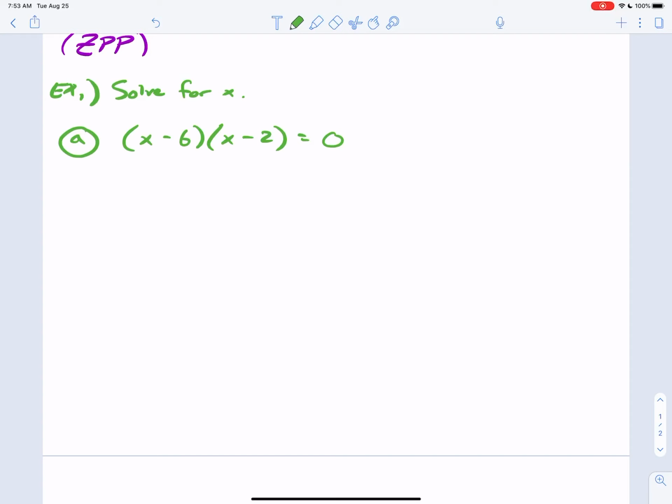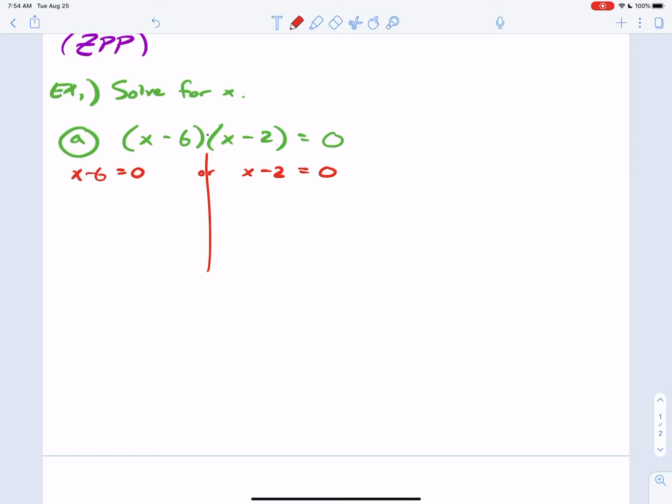Okay, so take a look here. Do we have a product? We do. We have something times something else. Now, that something is a binomial, but it doesn't matter. It's the same logic. We have something times something else, and is it equal to 0? It is. So we have a product that's equal to 0. So what that tells me is either that first factor, x minus 6, is equal to 0, or that second factor, x minus 2, has to be 0. In order for this to be true, one of these factors has to come out to 0.